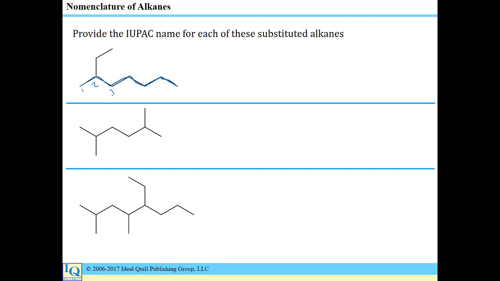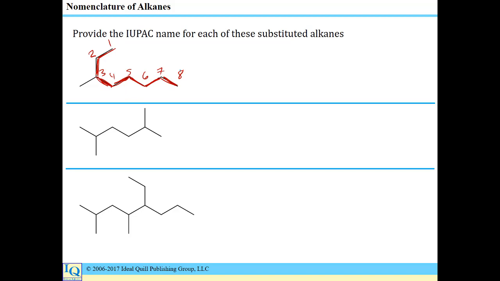1, 2, 3, 4, 5, 6, 7. That's 7 carbons long. But you would not get the problem right in that case because there's a longer chain you can find. 1, 2, 3, 4, 5, 6, 7, 8 carbons long. That's the correct parent chain. So you want to avoid looking at how it's drawn and really find the longest chain for the parent.